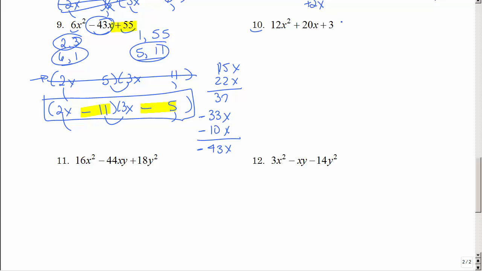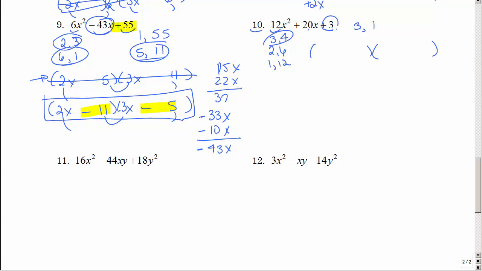All right, let's look at number 10. Do I have a GCF? No, I do not. 12. Ooh, lots of choices. 3 and 4, 2 and 6, and 1 and 12. That's the bad news. The good news is 3. We only have one choice.